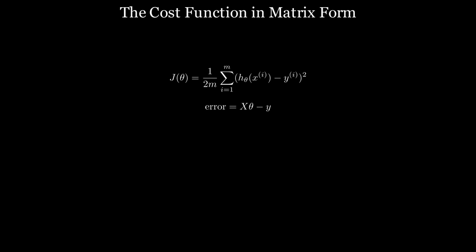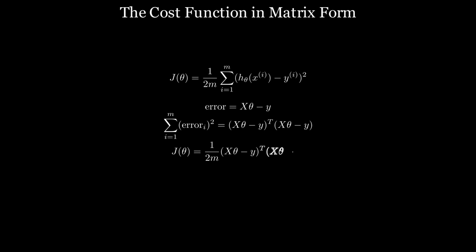In matrix form, the vector of all errors is simply our predictions, X theta, minus the vector of actual values, y. To get the sum of squares of this error vector, we take its transpose and multiply it by itself. This is equivalent to taking the dot product of the error vector with itself. This gives us our elegant final cost function in matrix form. Our goal is to find the theta that minimizes this function.